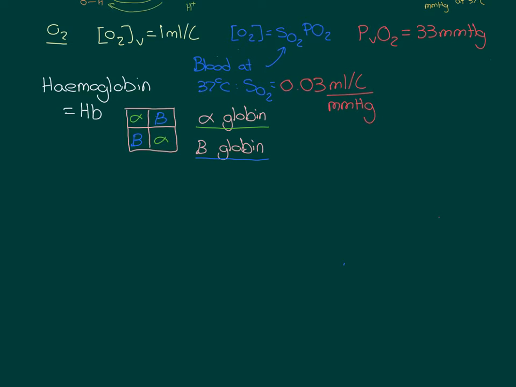That is not yet hemoglobin. This is just a globin tetramer. To turn it into hemoglobin, you need the heme part of hemoglobin.